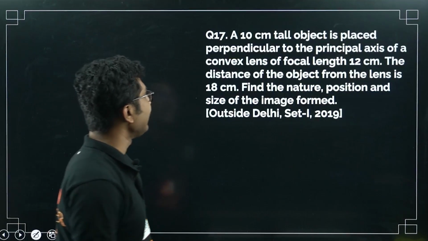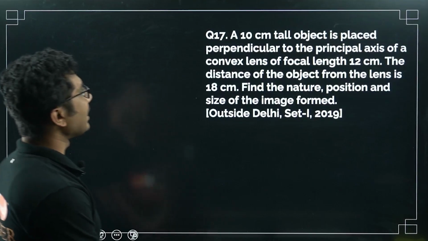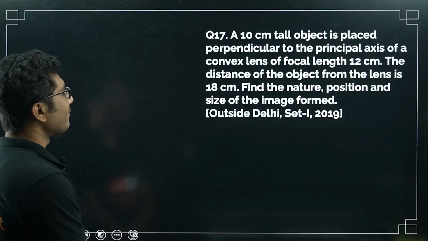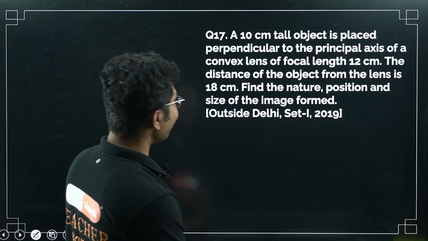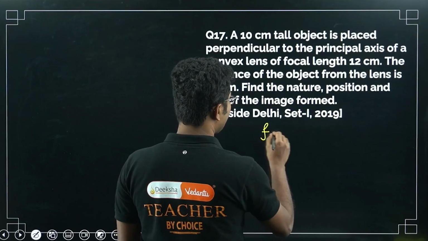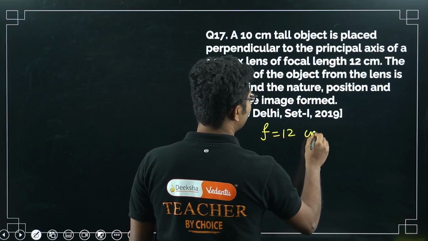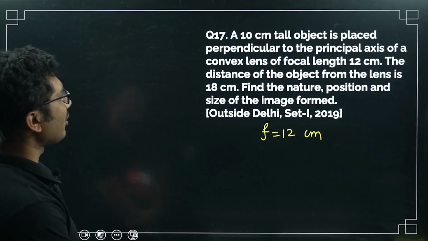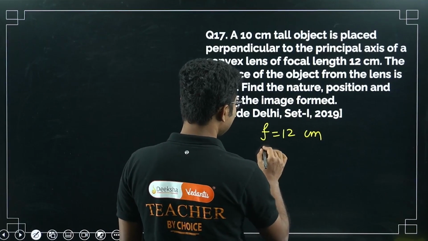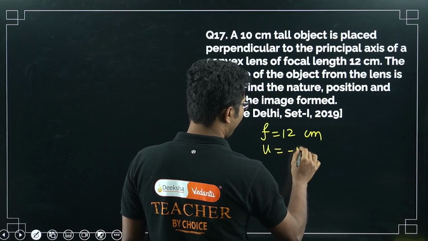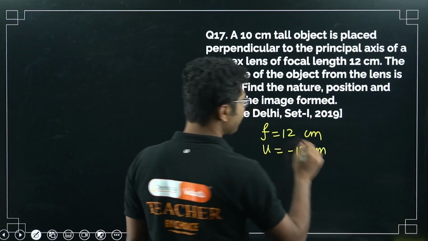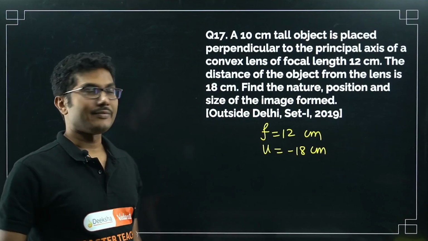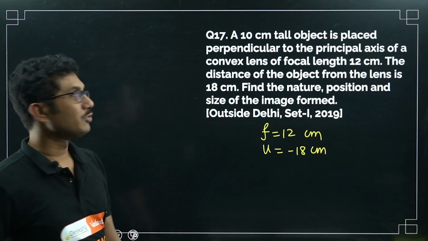Now question number 17. A 10 centimeter tall object is placed perpendicular to the principal axis of a convex lens of focal length 12 centimeter. Let me write it immediately as soon as I see this. The distance of the object from the lens is 18 centimeter. Object distance will always be negative. As soon as you realize that whenever you write object distance negative, 50% of your problem will be solved.